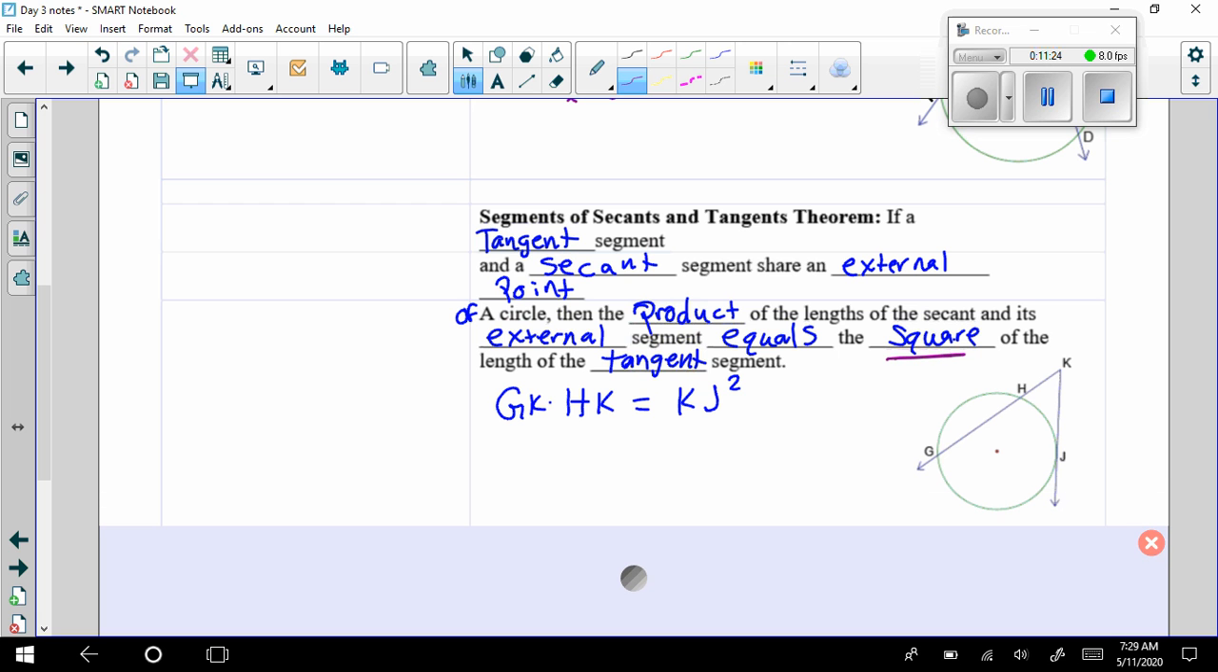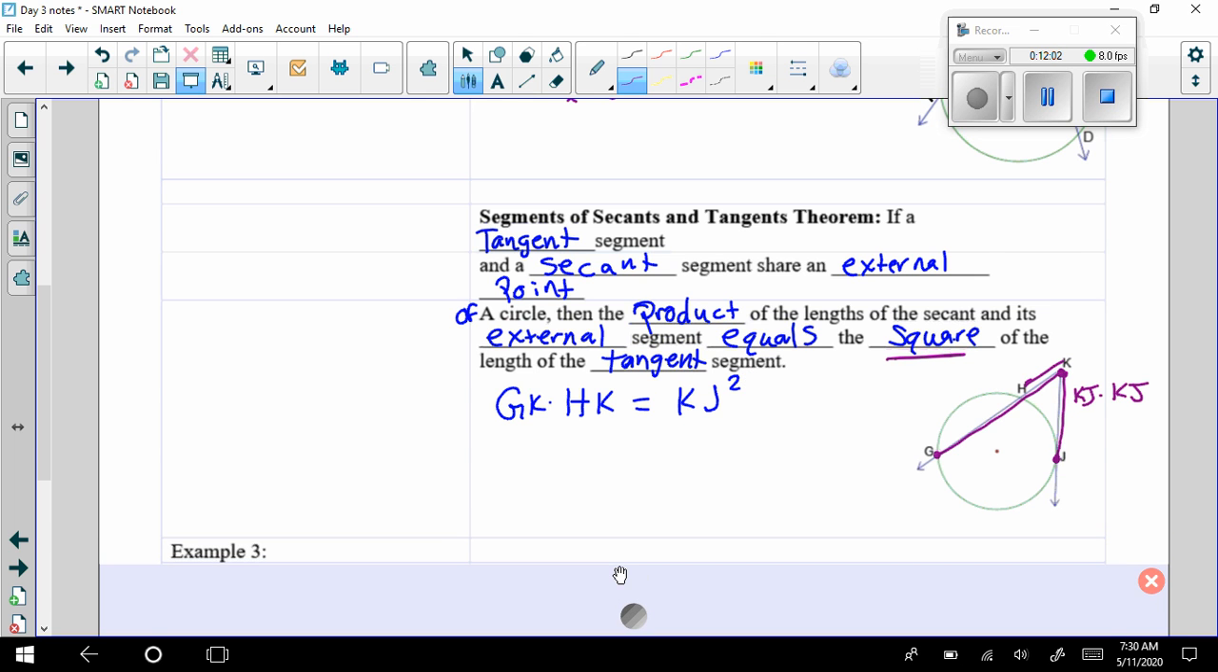So for example, in this image, what all of this paragraph means is that if we take this whole thing and multiply it by the external segment, HK, it will equal the whole length of the tangent one, K to J, times itself. So like KJ times KJ. So we just square it. Okay.